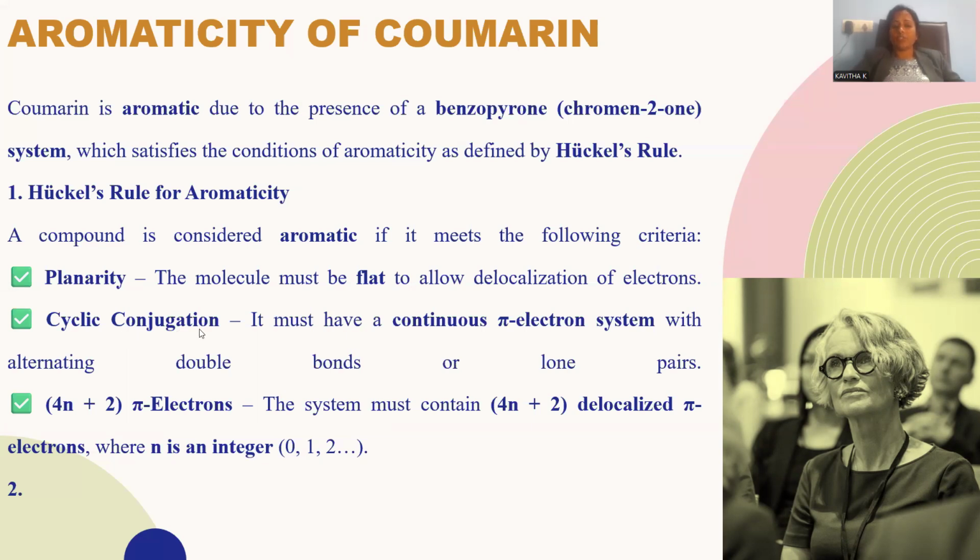And it is a cyclic conjugated system. There will be a conjugation among the pi bonds. Obviously, benzene is a conjugated system, and planarity is accorded for the molecule because of the sp2 hybridization. The entire molecule is said to be flat in nature because of sp2 hybridization. All patterns are confirming that coumarin is aromatic in nature and perfectly obeying the Huckel rule.